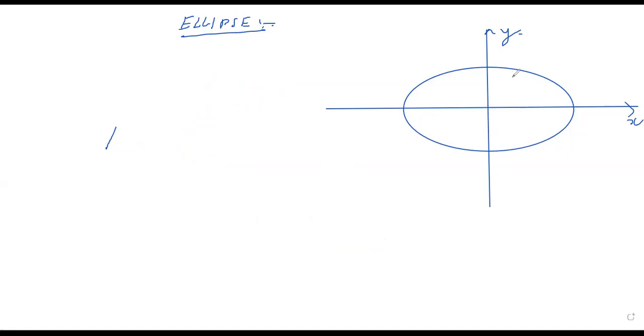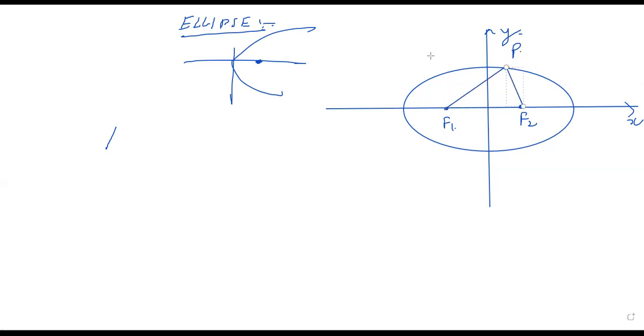And the ellipse is the set of all points whose sum of distances from two fixed points is always constant. Means if there is a point, let's say P, on an ellipse, and two fixed points means the ellipse has two foci. This is F2 focus and this is F1 focus. In the case of a parabola, I taught you about the focus, which lies here. In the case of an ellipse, there are two foci, focus 1 and focus 2. So the sum of the distances of a point on the ellipse from these foci is always constant.